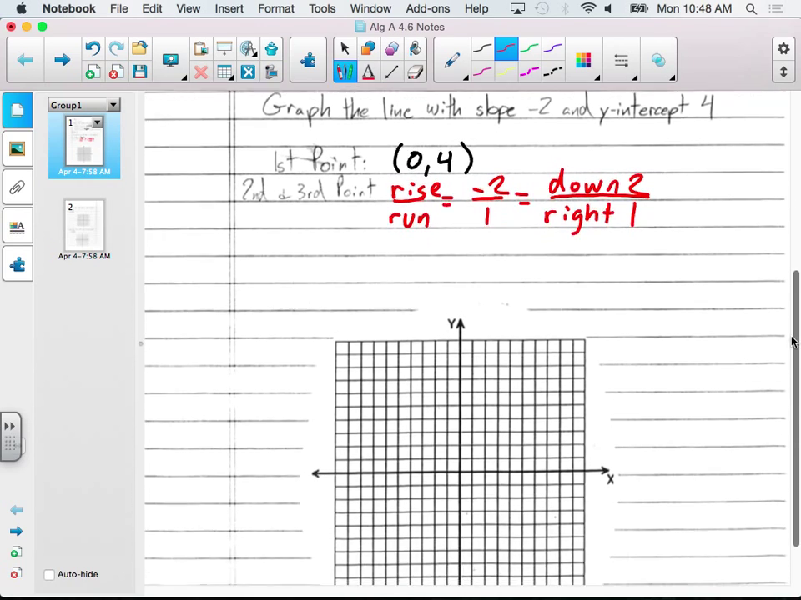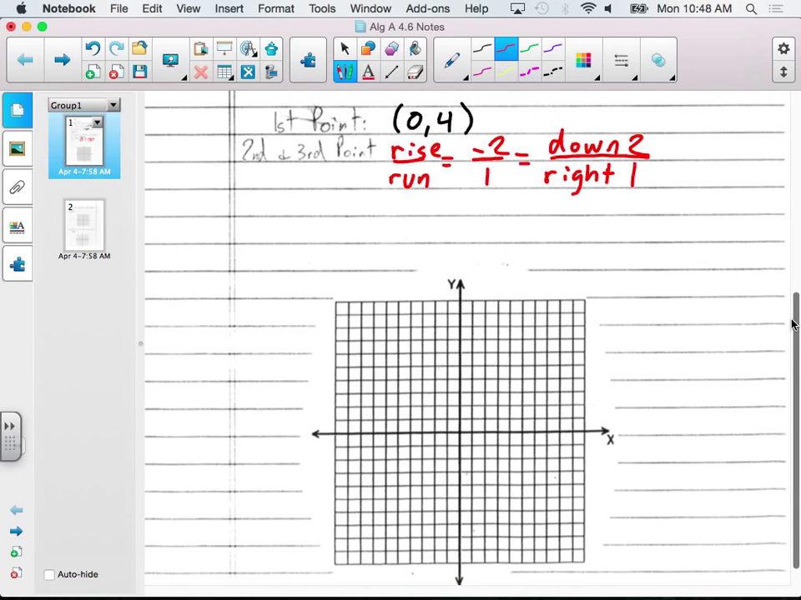Alright, so let's just plot what we have right now. So we have our y-intercept of 0, 4. So 0, go up to 4. There's our first point, right? So now plot your second point. If we use our slope this way, down 2, right 1. So from this point, we go down 2 units, and then right 1. So our next point will be right there.